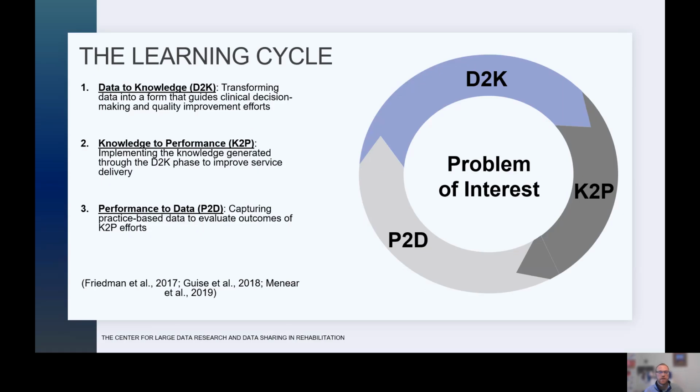So I'd like to introduce the learning cycle, go into depth regarding each of these 3 phases, and then provide illustrative examples of each of these phases. So the data to knowledge phase, that covers transforming data into a form that guides clinical decision-making and quality improvement efforts. Next, the knowledge to performance phase. That's when we implement the knowledge generated through the data to knowledge phase to improve service delivery. And lastly, the performance to data phase. This is when we capture practice-based data to evaluate outcomes of those knowledge to performance efforts.